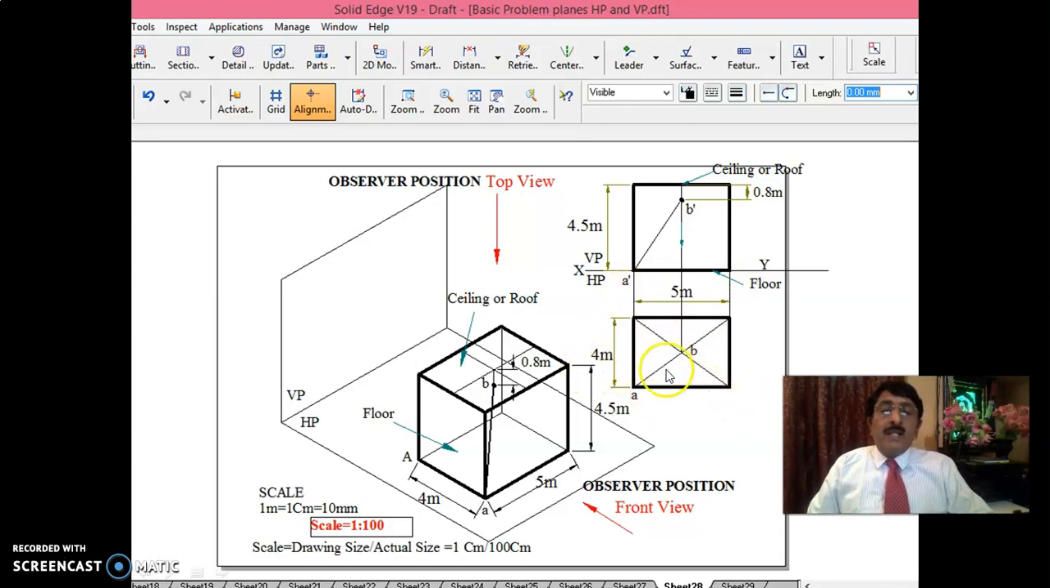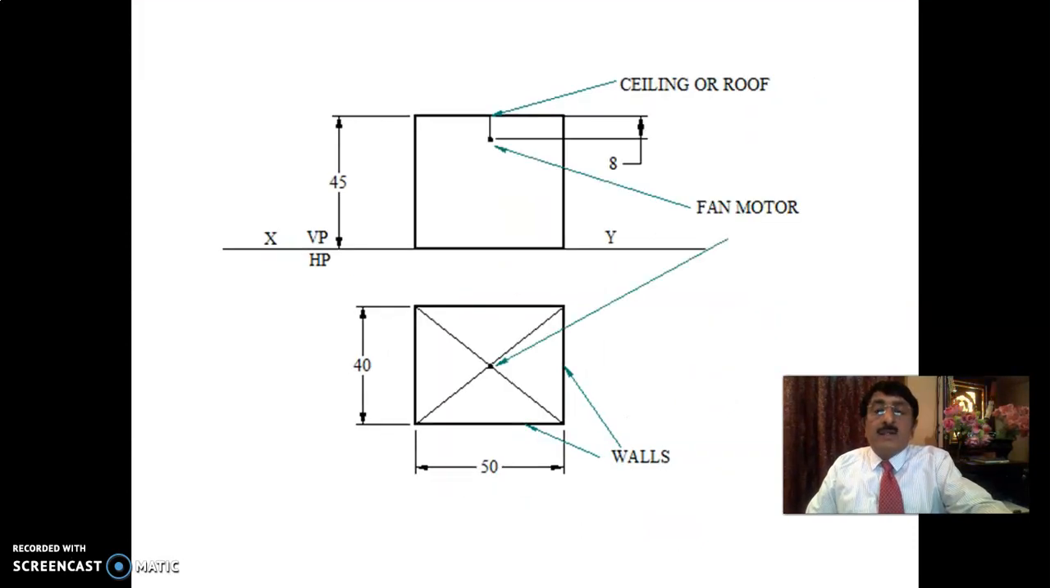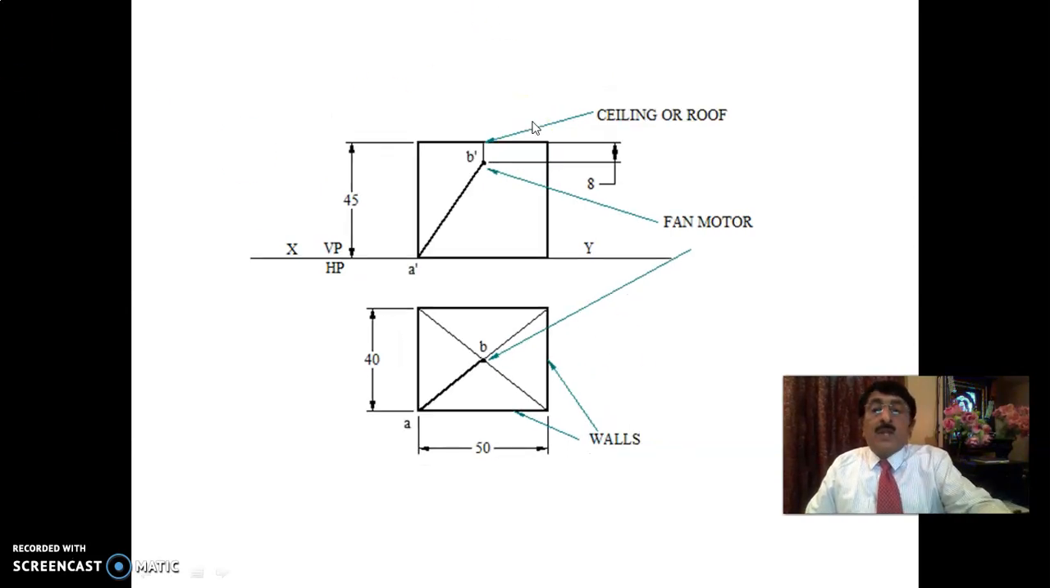I have taken it here in this problem, on the floor at the intersection of the front and left wall. Immediately I joined A dash B dash and AB. By rotating the front view and the top view parallel to the XY line, I have got the true length, and I have already told you the answer. This is the room, the front view and top view, and this is the fan motor. I got the front view A dash B dash and the top view.